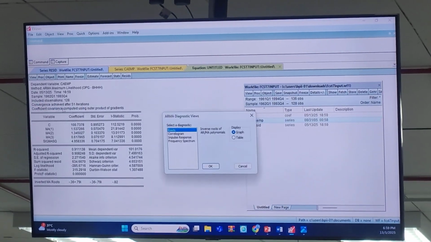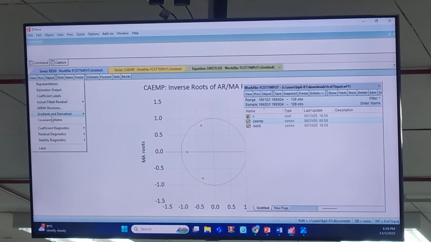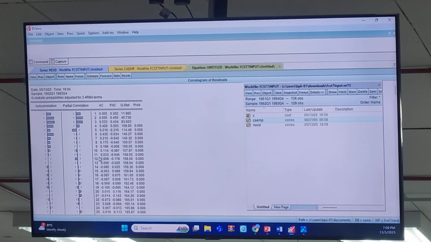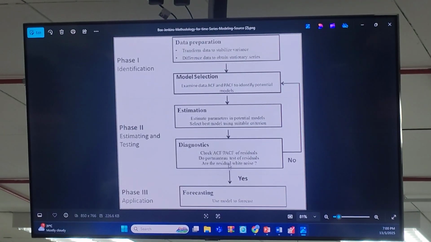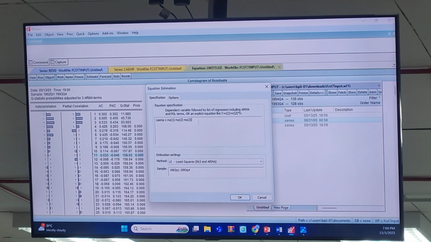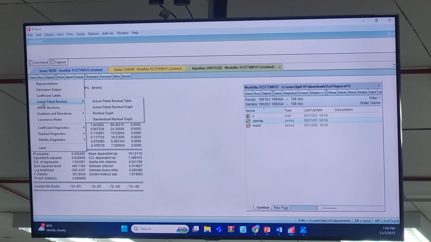Invertibility: check invertibility, graph, all inside, okay, invertible. How about residuals? Same, also not adequate. So it's not adequate, so we have to try another model. One other model: MA4. MA4 in terms of invertibility.